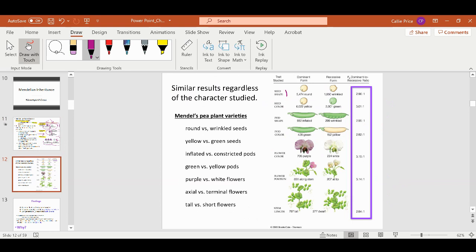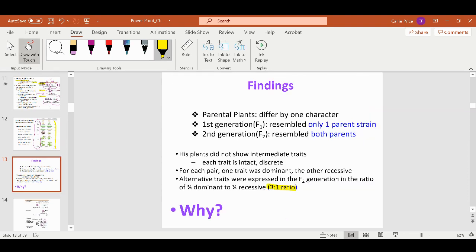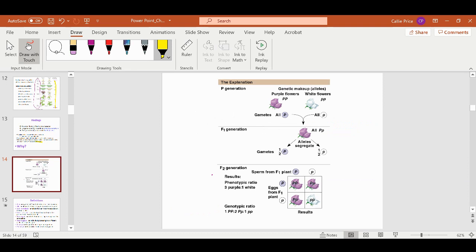Mendel performed these experiments with many different traits: seed color, seed shape, pod color, flower color, etc. And what he found is that they all came out to be about the same ratio. He discovered this 3-to-1 ratio in these traits as he followed them through from the P, F1, and F2. The question is, why did it come out to be this way? So let's look at the genetics behind this.